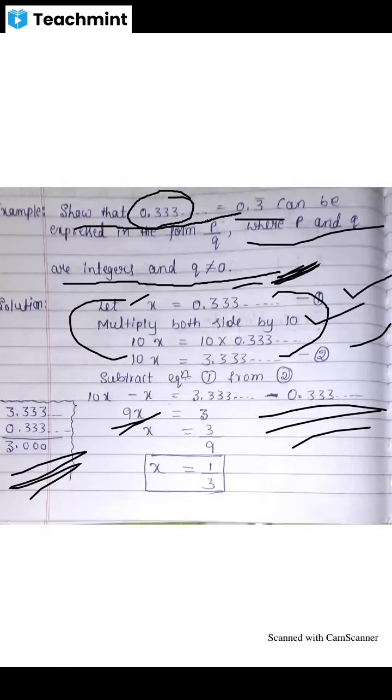Okay. So 9x is equal to 3.3333 so on minus 0.3333. After subtracting this, we got 3. So here 9x is equal to 3. Then x is equal to 3 divided by 9. After the simplification, x is equal to 1 by 3 we got. Now I'll explain this problem with the help of the board also.